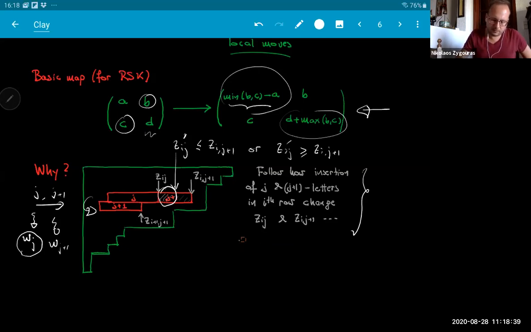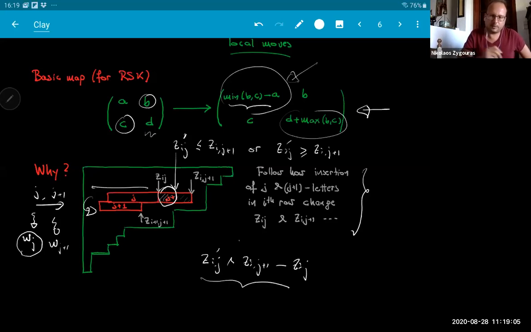So we can see that the number of J's that have been inserted will be, well, it will be the minimum of Zij prime after the insertion with Zij plus 1. And from this one, I take out this part, which is Zi and J. So if I look at this relation, this is the relation that I'm having up here.